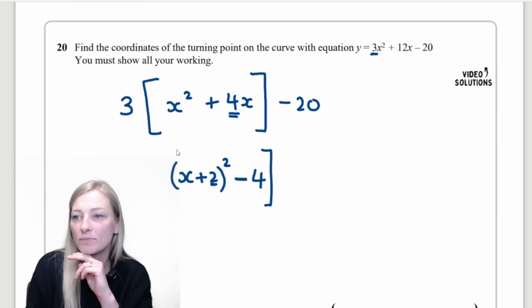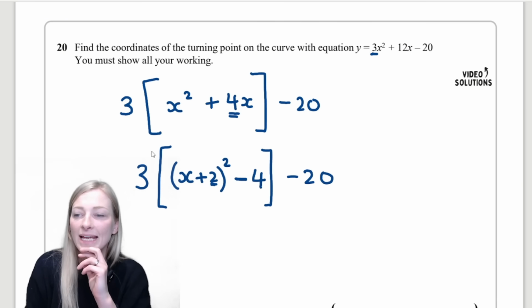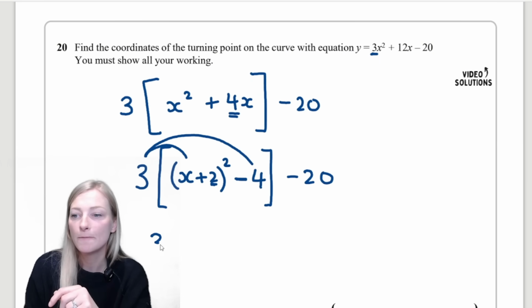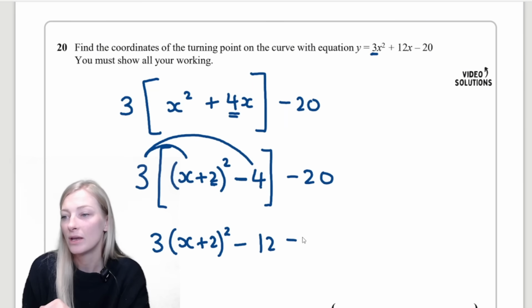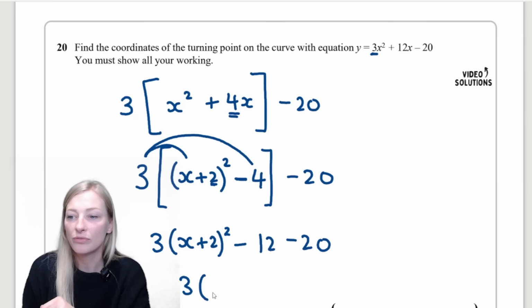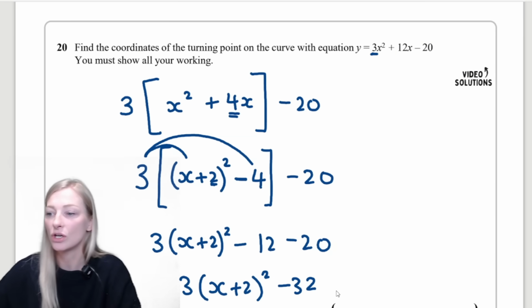That is still what's making up the inside of that square bracket. It's still being multiplied by 3 and we're still taking away 20. Let's now bring that 3 back in to both parts. 3 lots of x add 2 squared minus 12, because it's 3 lots of the 4 as well, minus 20. So I've got 3 lots of x add 2 squared minus 32.